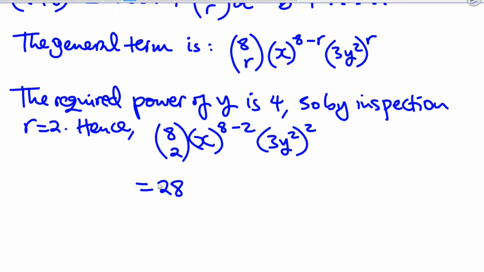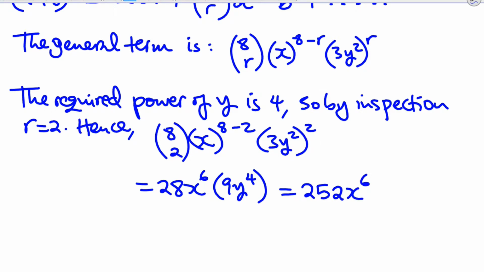28 x to power 6, 9 y to power 4. Or we can just simplify this to 28 multiplied by 9, that will be 252 x to power 6, y to power 4.